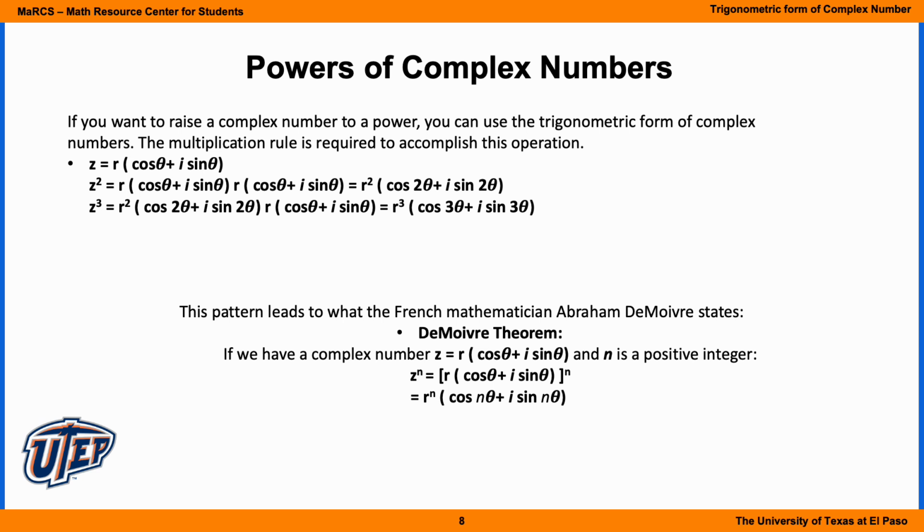So this pattern leads to what the French mathematician Abraham de Moivre states. So for de Moivre's theorem, we have that if we have a complex number z is equal to r times cosine of theta plus i times sine of theta, and n is a positive integer, then if we raise that complex number to the power of n, that is equivalent to r to the power of n times cosine of n theta plus i times sine of n theta.